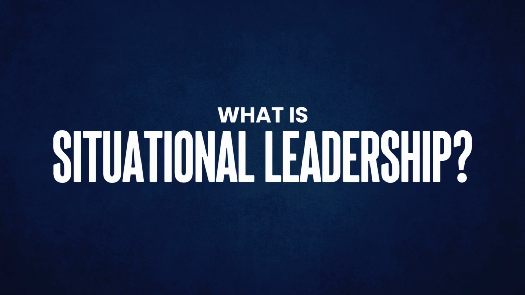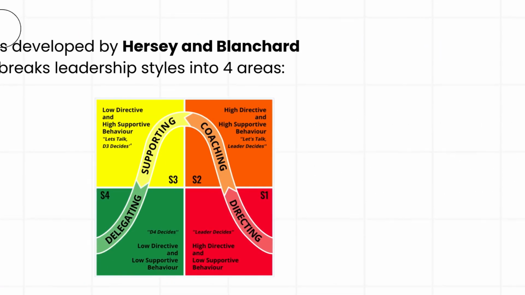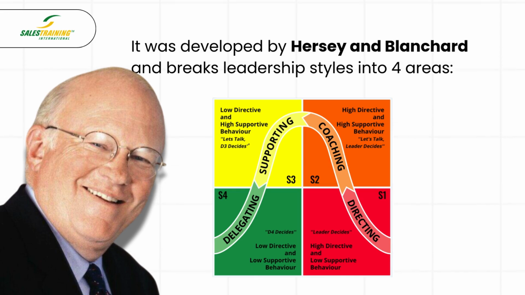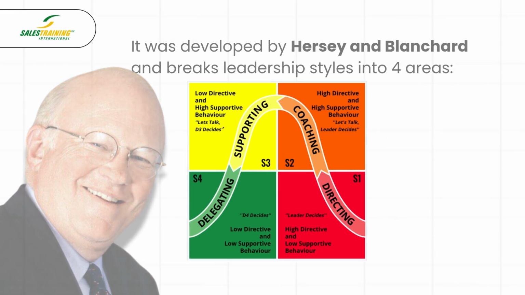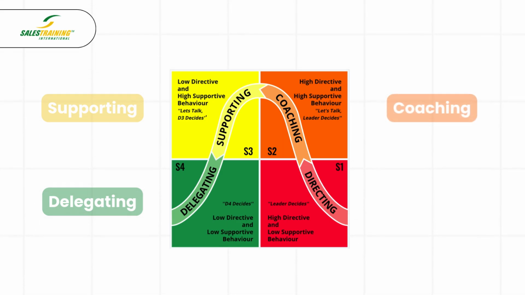So what is situational leadership? It is a popular model that helps leaders adjust their style based on the team members' competence and commitment. It was developed by Hersey and Blanchard, and it breaks the leadership styles into 4 areas. Those areas are supporting, delegating, coaching, and directing. So let's have a look at those 4 areas in a little bit more detail.